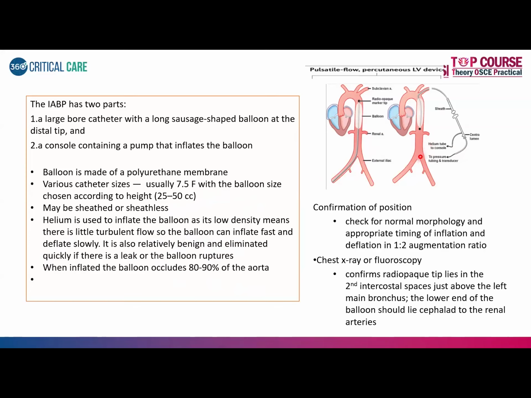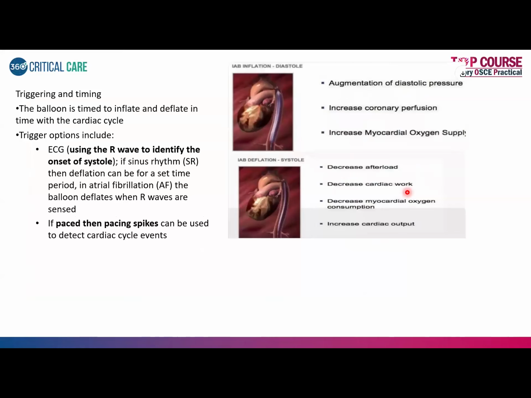Confirmation of the position. How do you check? One is by the normal morphology and the timing of inflation and deflation with 1:2 augmentation ratio. The other is using a chest X-ray where the radio-opaque tip lies in the second intercostal space right above the left main bronchus. Triggering and timing.